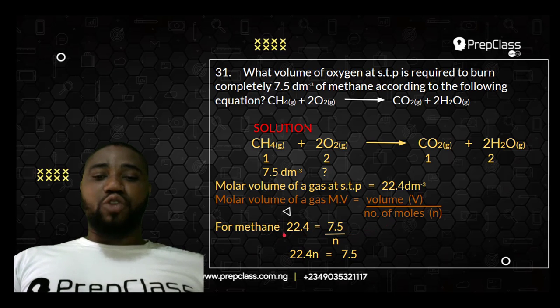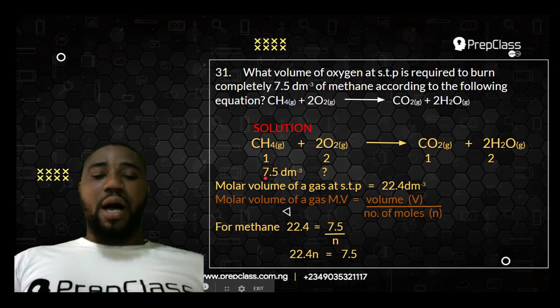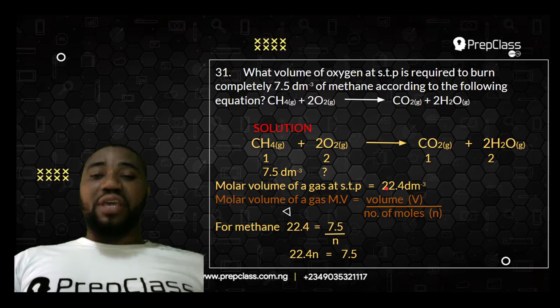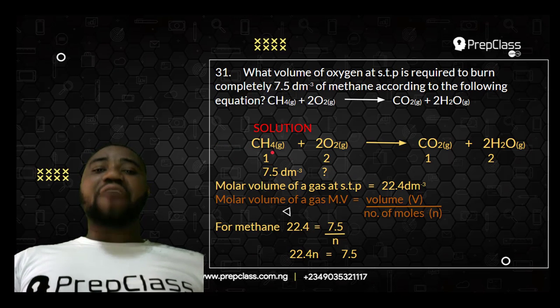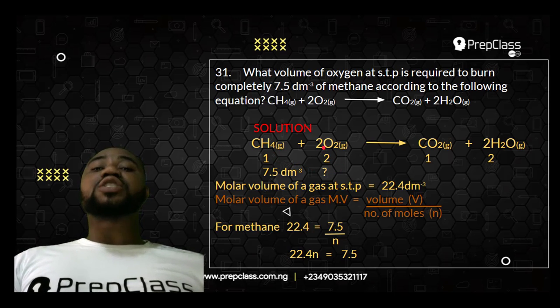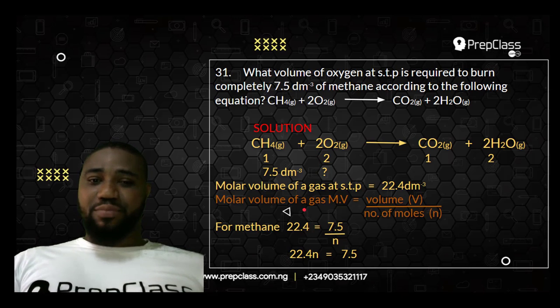So for methane, this 22.4 dm cube, which is its molar volume, equals the volume of methane divided by number of moles. Since the volume of methane has been given, you use this molar volume of a gas, which is constant, to derive the number of moles of methane. After getting the number of moles of methane, use the mole ratio to get the number of moles of oxygen. After getting the number of moles of oxygen, you can now get the volume of oxygen. It's that simple. You understand?